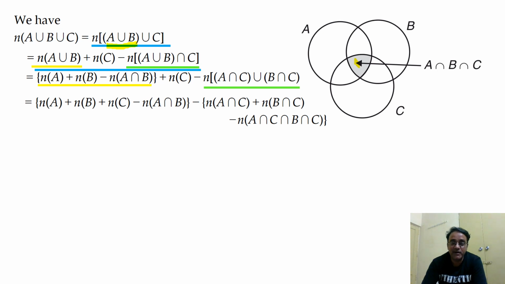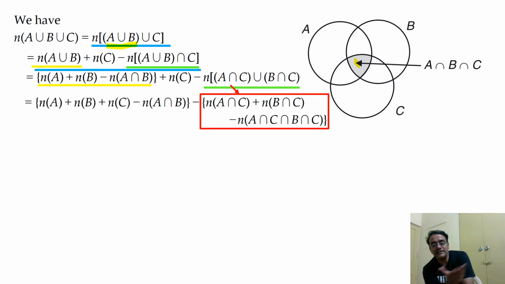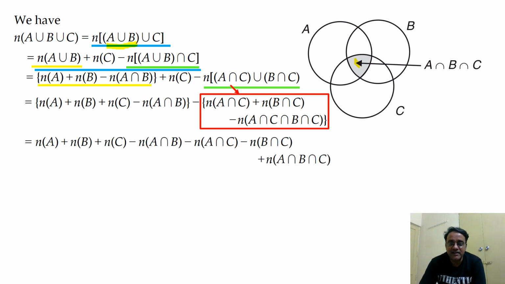Okay, now what is A intersection C intersection B intersection C? A intersection B intersection C, right? So this is what we get in the box if we apply the previous formula, right? Now see carefully the third last part. I told you just now the last part will become plus. If you open the bracket, this will become minus and this will become plus.